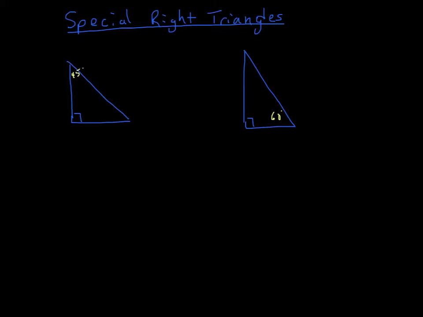First special right triangle is our 45, 45, 90. So as soon as you see a right angle and then you see one 45-degree angle, you know, of course, that the other one is going to have to be 45 degrees because the two acute angles have to sum to 90. Okay, two things that we know about this triangle. We know it's isosceles because two of the angles are the same. So we do know that the legs are equal.